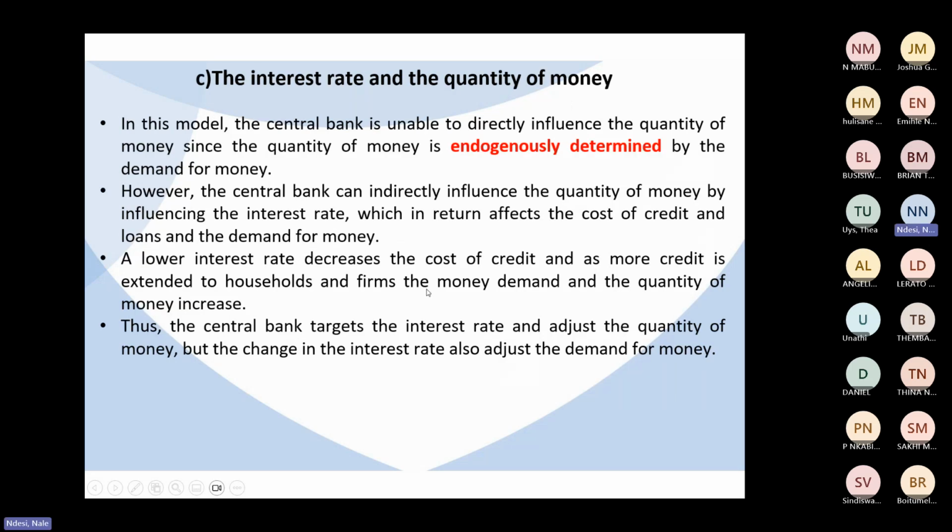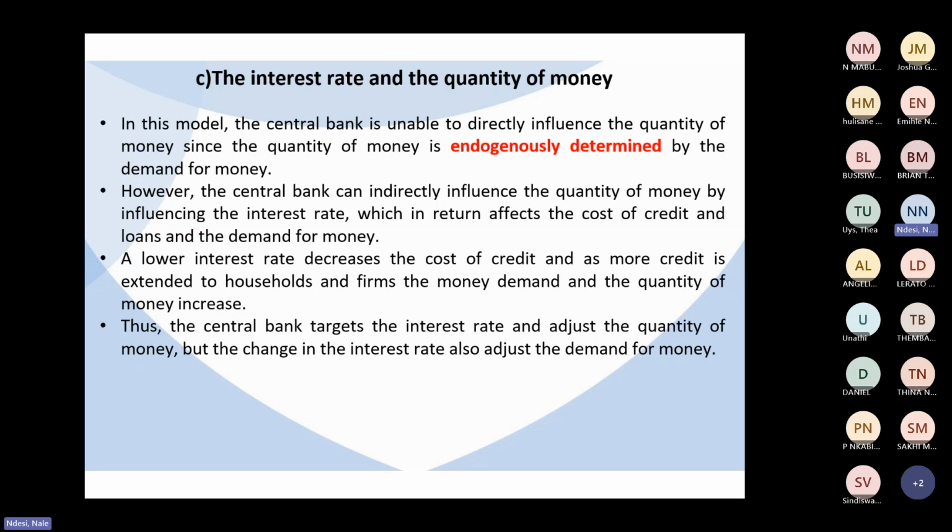So the last part is the interest rate and the quantity of money. In this model, the central bank is unable to directly influence the quantity of money, since the quantity of money is endogenously determined by the demand for money. However, the central bank can indirectly influence the quantity of money by influencing the interest rate, which in turn affects the cost of credit and loans and the demand for money.